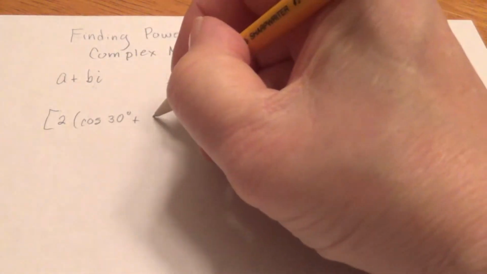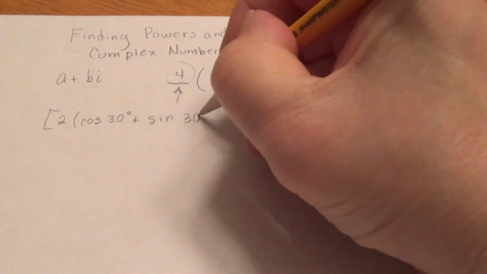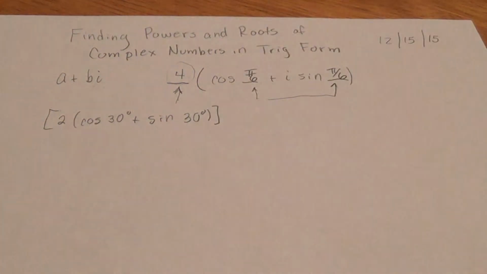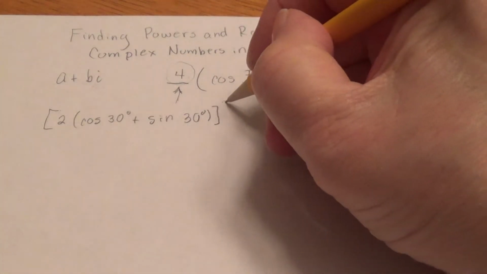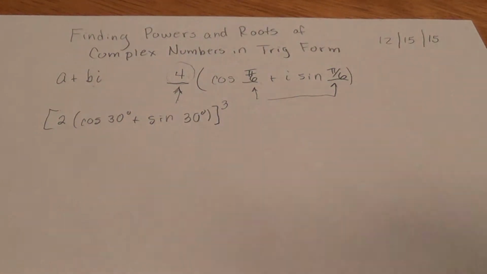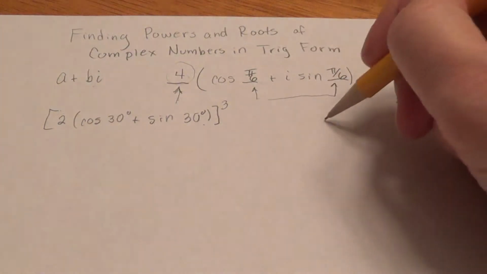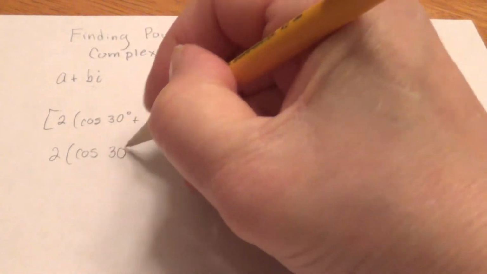So I'm going to make up one, let's say 2 cosine 30 plus i sine 30. We'll work in degrees for this one, without the radian measures. And let's say we're going to raise that to the power of 3. So what that means is this number times itself times itself. So let me do that out.